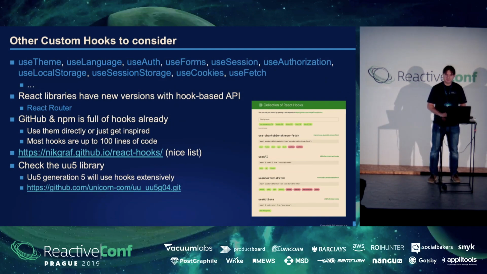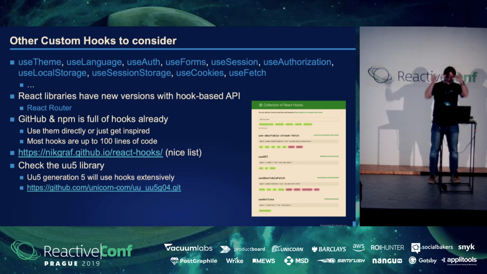So what about custom hooks? What can we use them for? For everything, actually. There are many custom hooks already ready on GitHub. There's an example of a nice repository of hooks. You can go through it, and you can check them. And you can either use them, or you can just be inspired, because I don't think we should be afraid of our own coding and of just composing applications from code that someone else did. Because most of the hooks are up to 100 lines of code.